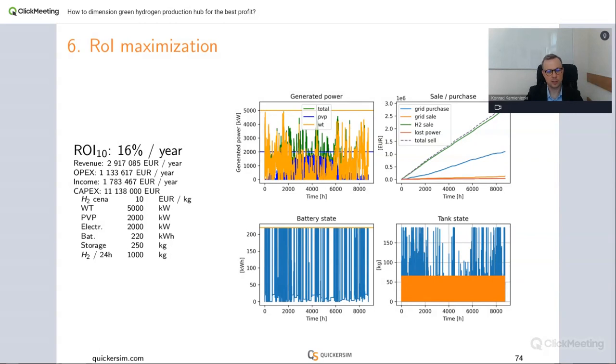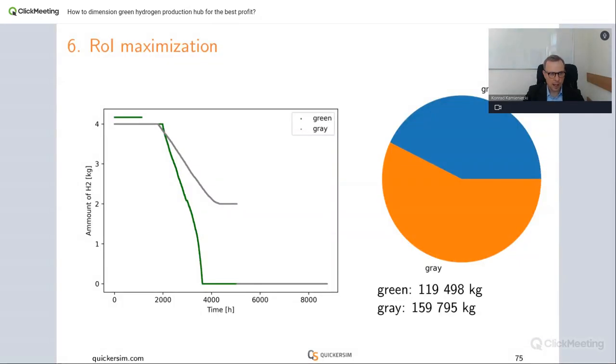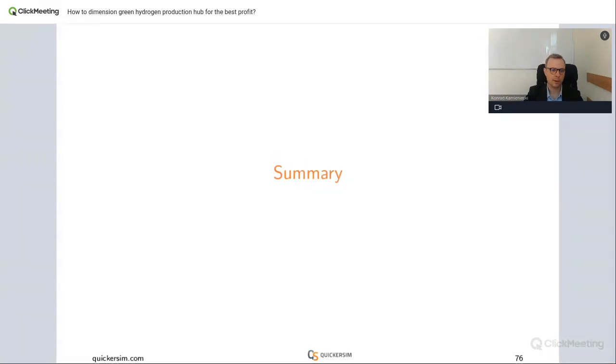maybe this case scenario is not that stupid. And as you can see here, we have a very different proportion between gray and green hydrogen. This is because we buy a lot of energy from the grid. We have our small resources, so we have a cheap installation, but we produce a lot of gray hydrogen. So this is how it looks like.